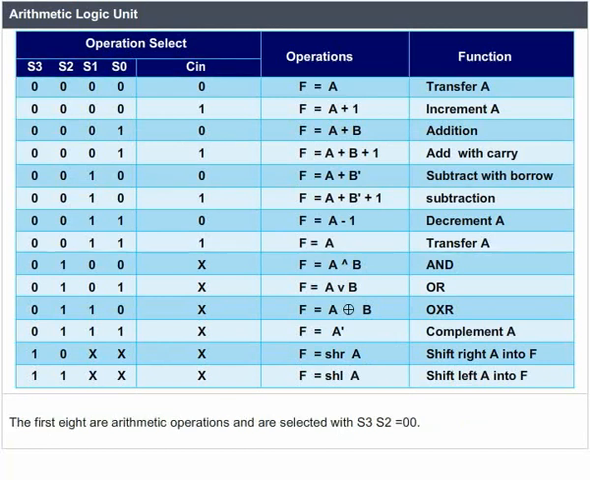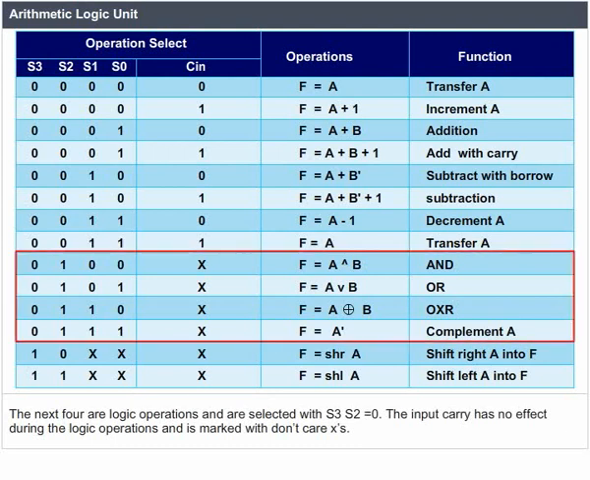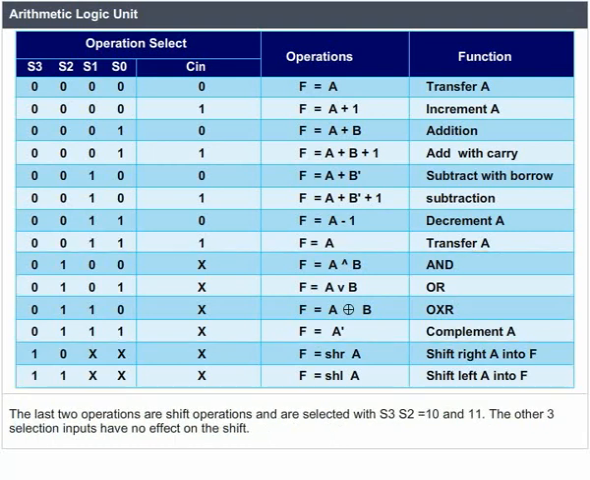The first 8 are arithmetic operations and are selected with S3, S2 equals 0, 0. The next 4 are logic operations and are selected with S3, S2 equals 0, 1. The input carry has no effect during the logic operations and is marked with Don't Care Xs. The last two operations are shift operations and are selected with S3, S2 equals 10 and 11. The other three selection inputs have no effect on the shift.